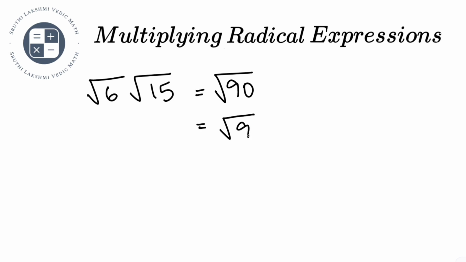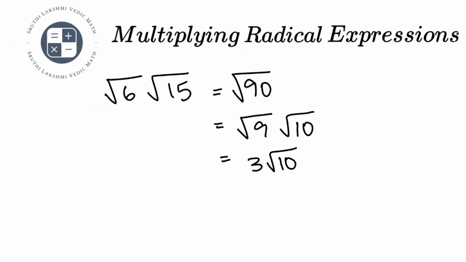Let's look at root 6 times root 15. Now, 6 times 15 is equal to 90. So, root 90. A perfect square that goes into root 90 is root 9 times root 10. Root 9 equals 3, so 3 root 10 would be our answer.